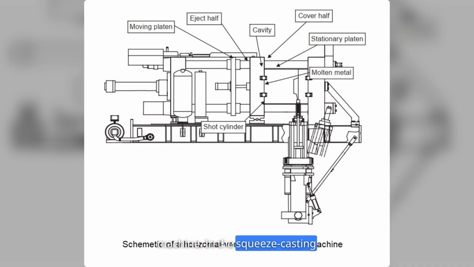In the squeeze casting process, degassed and filtered molten metal is ladled into a vertical shot sleeve and slowly forced into a preheated and lubricated die cavity at a speed slower than that used for conventional die casting. Solidification of metal then occurs under a continuous application of pressure.